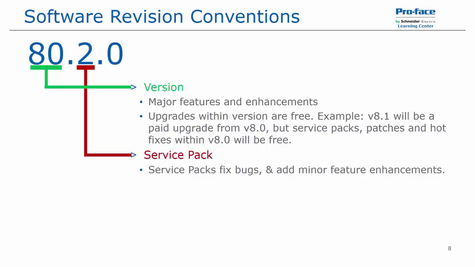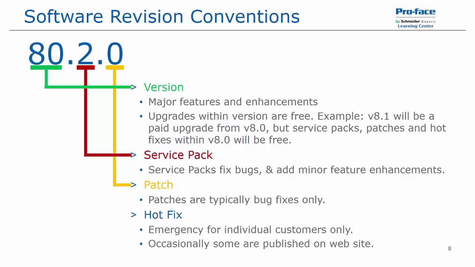The second grouping is for service packs, and service packs typically fix bugs and will add some minor feature enhancements to the software. In the final group are patches, and these are typically bug fixes only. Now there is one other grouping that is not listed here, and those are hot fixes. These are typically emergency improvements or emergency fixes for specific customers only. Sometimes they will be rolled into a later release or posted up on the website to be downloaded and installed individually.